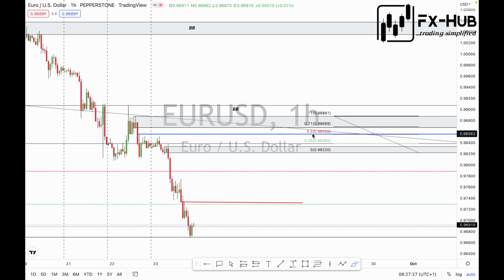So currently I'm on the 1 hour now. So from 50% of the imbalance, 50% of the fib two, which will serve as the equilibrium price. Let me take this out first. Okay, sorry.